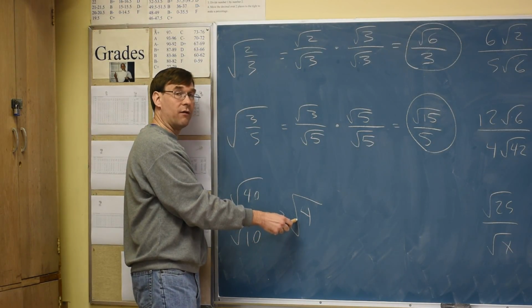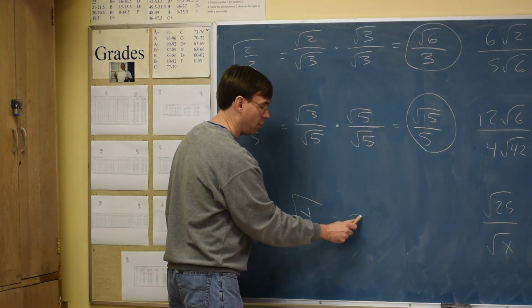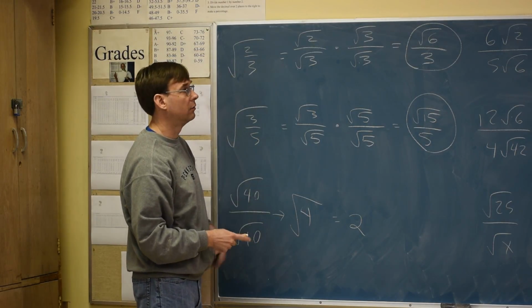Square root of 4 is one of our perfect square superstars. Square root of 4 is just 2, and on we go.